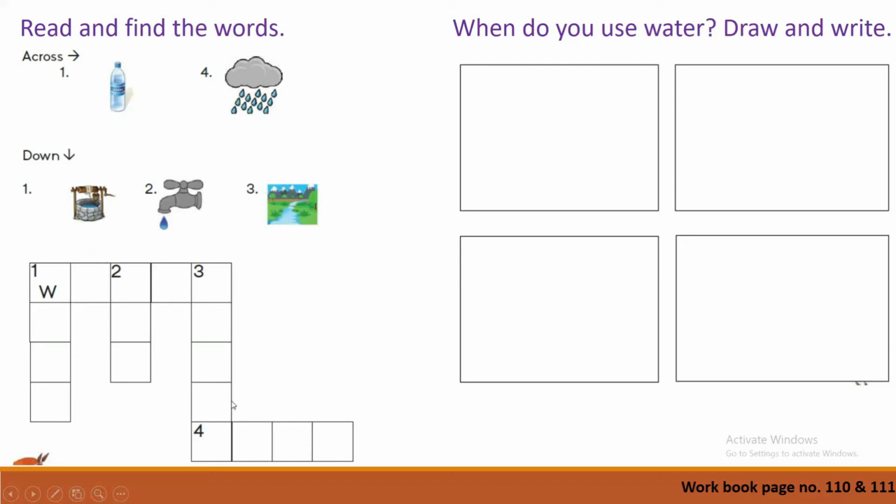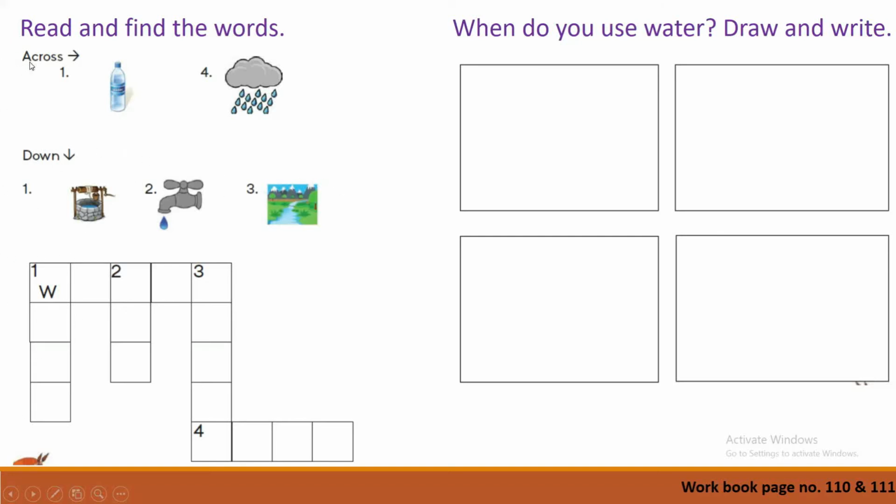To complete this puzzle, you have to use these pictures. Across, down, across. You have to find these words in across. You have to find these three words in down.